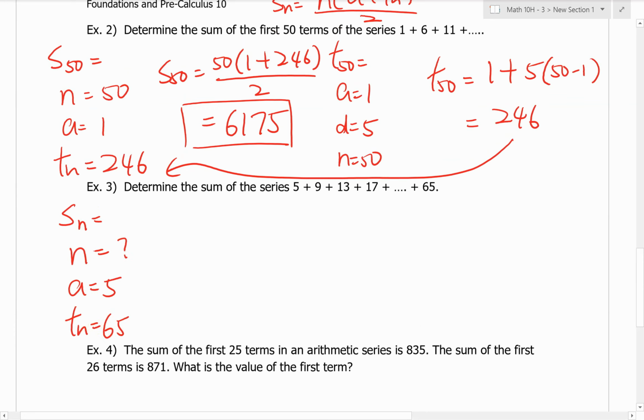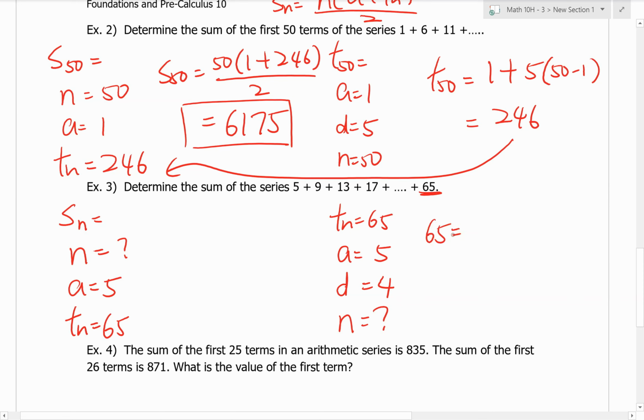Just like the previous question, if you don't know something, you probably will need to use the other formula. So we will take the other formula and try that. We know Tn is 65. We know the first term is 5. We know that the common difference is 4, since 9 minus 5 is 4. We also know that, oh, actually, we don't know what n is. Out of these 4 variables, we need to know 3 of them to solve the question. So now we have 3 things.